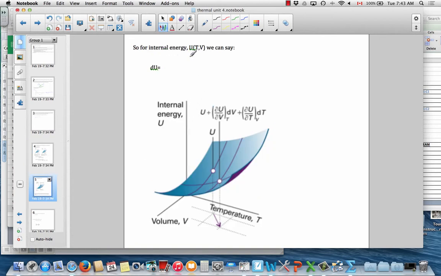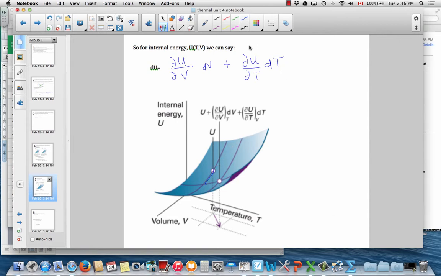So, for internal energy, now let's get really specific. The differential of internal energy depends on volume and on temperature. So it's going to be the partial derivative of internal energy with respect to volume times however much volume changes, plus the partial derivative of internal energy with respect to temperature times however much temperature changes. So what that looks like on our surface: here is our starting point, and then here is the internal energy change at constant volume times the little bit of dV.